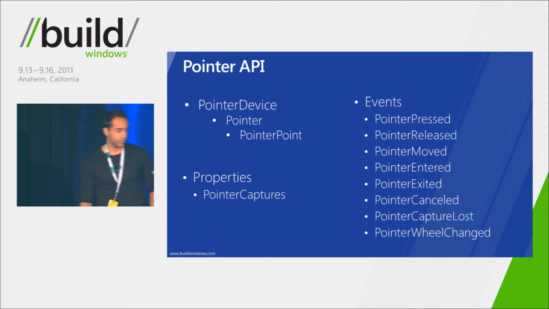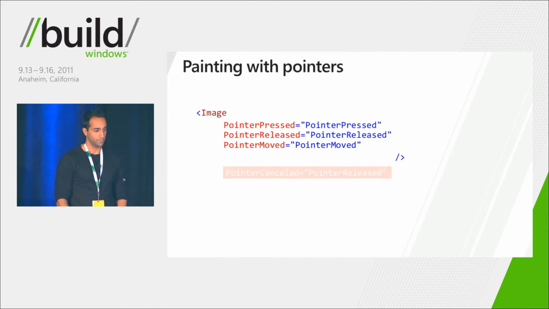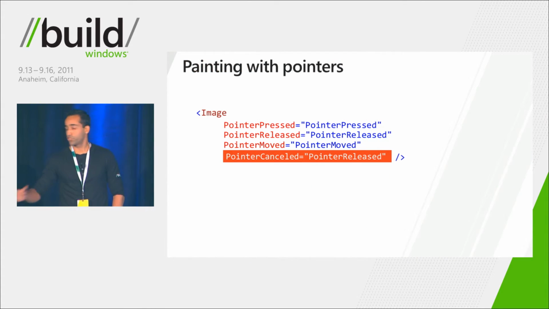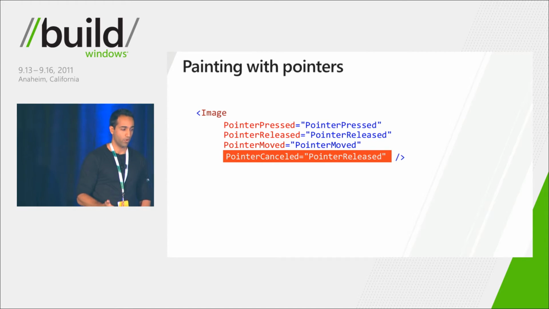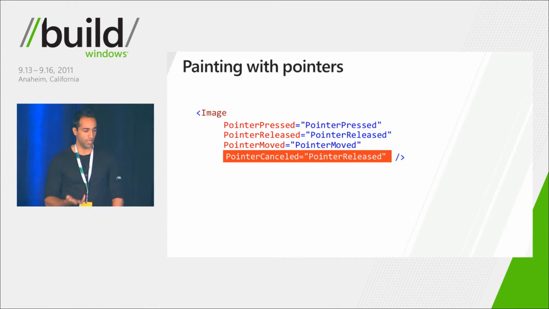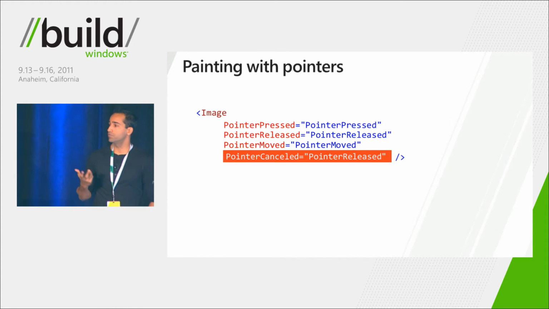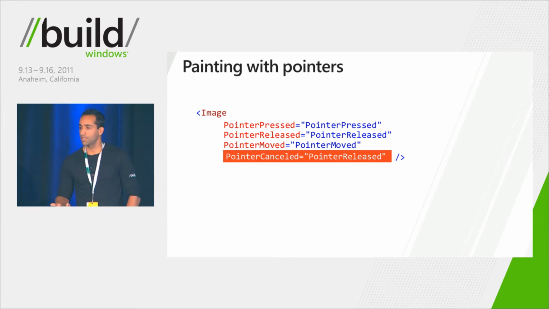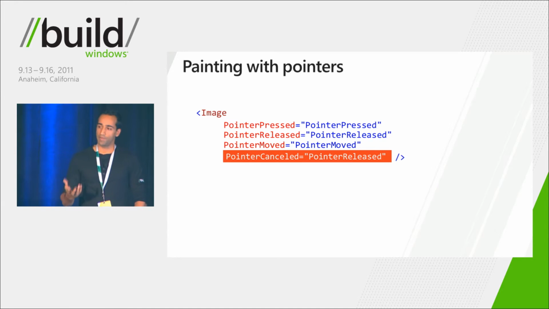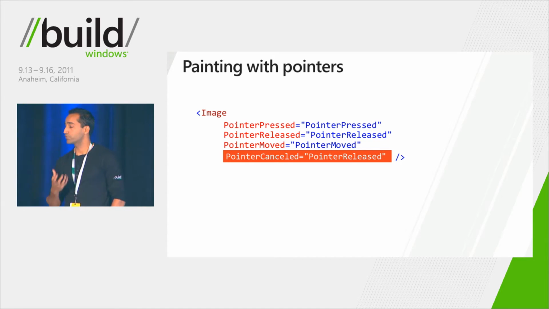So let's take a look at some code here that showed how I enable the painting with pointers. So pretty straightforward. I hooked 4 events: pointer pressed, pointer released, and pointer moved. And I'll show you the code for pointer moved in the next slide. Now, pointer cancel is highlighted here because it's a brand new event. You haven't seen this anywhere else, and you're probably not used to thinking about losing a pointer. Like, why would you think about that? Well, we urge you to think about it because it can really affect the user's experience.